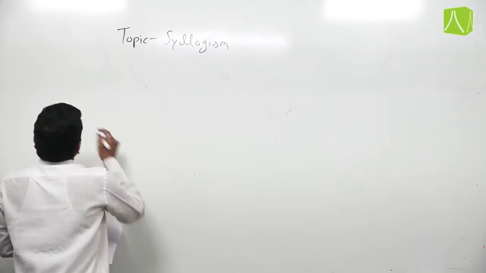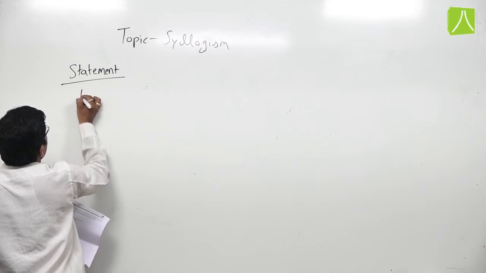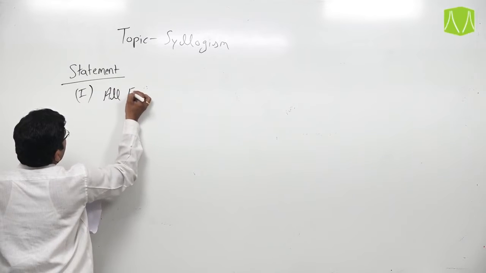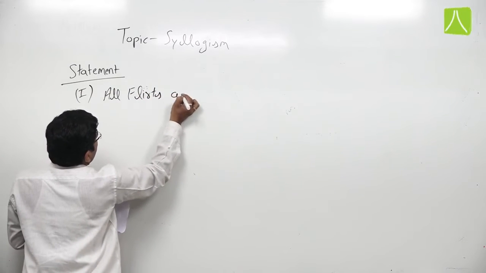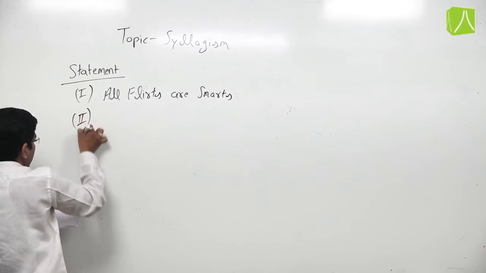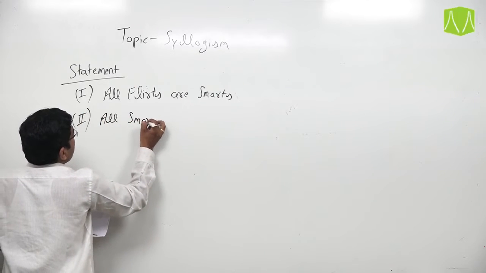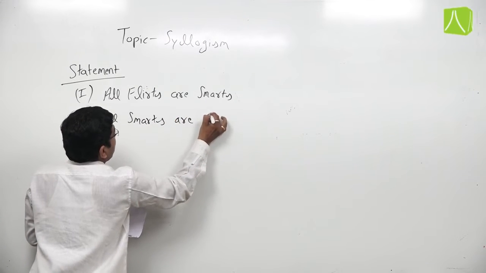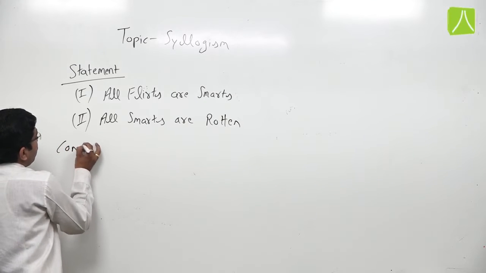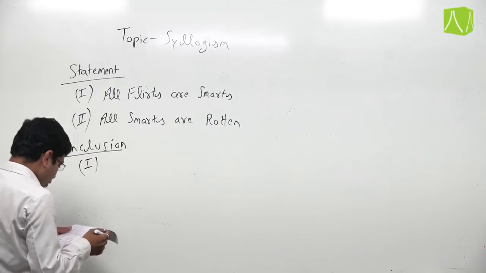A statement is given. First statement: all floods are smarts. Second statement: all smarts are rotten. Now we have to check the conclusion. First conclusion: all rotten are floods.